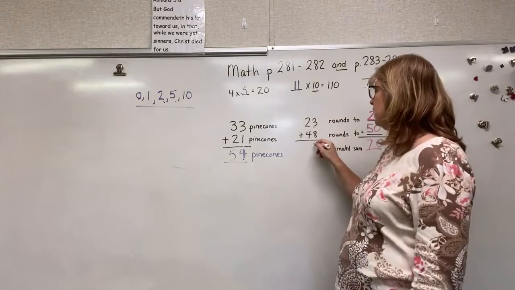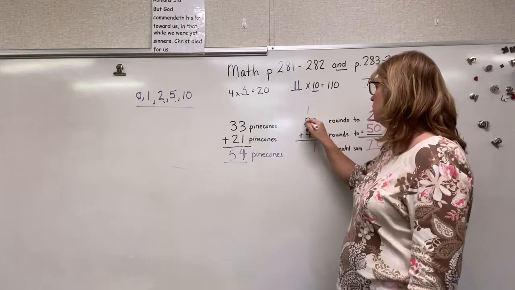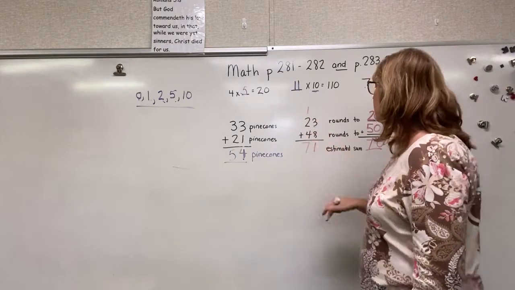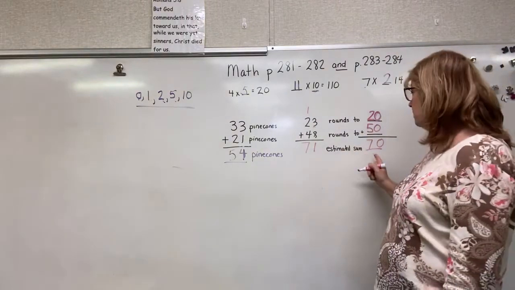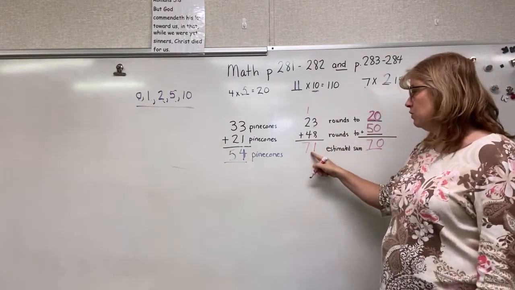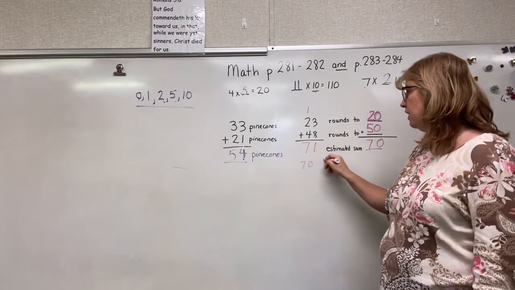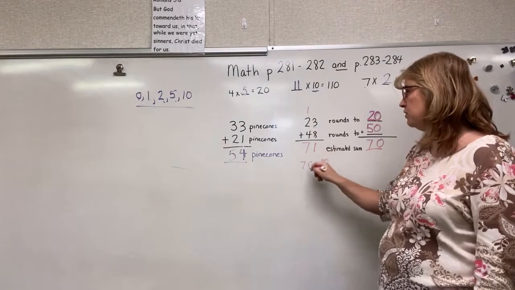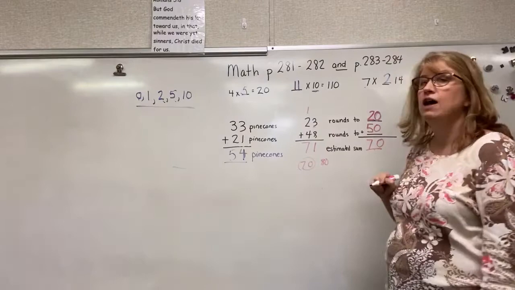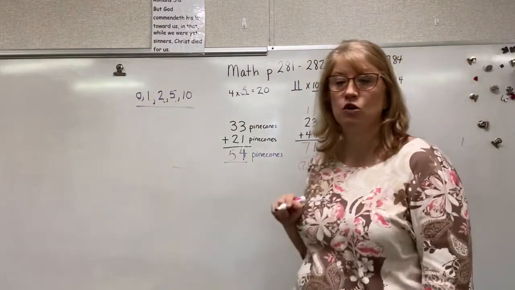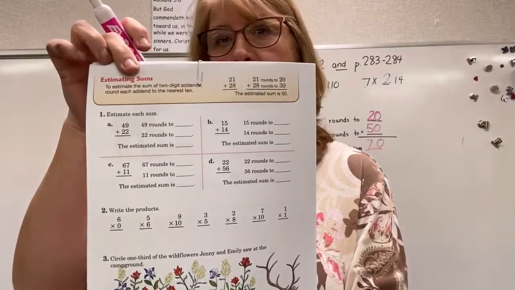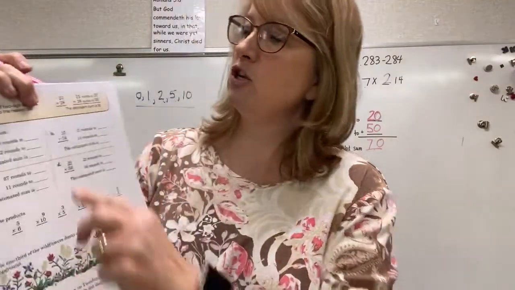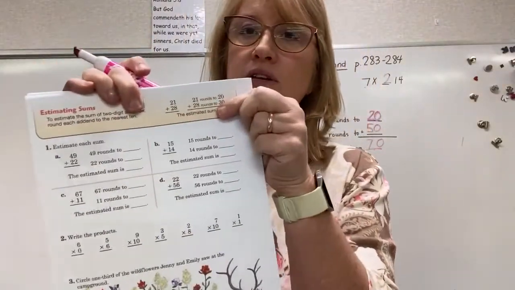Let's see. 3 plus 8 is 11. 1 plus 2 plus 4 is 7. So 71. We can check our estimation, because 71 is between 70 and 80. What is 71 closer to? It's closer to 70. And that's what we've done, and that's how you can check your work. You will be doing those on the back of this page. It shows you exactly how we did it.